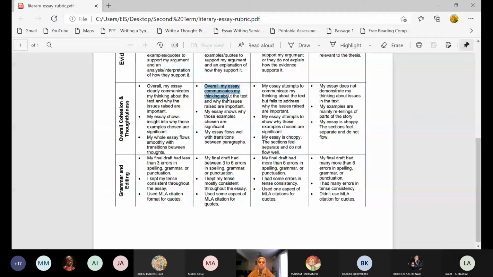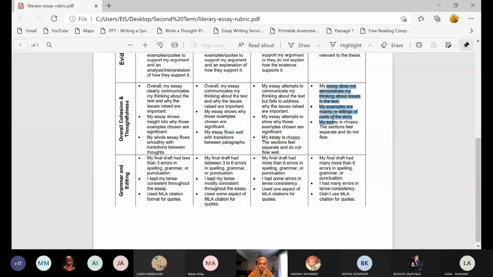Here, if your essay is choppy, full of unnecessary sentences, each section is separated from the other section, you don't get the whole idea. I'm trying to communicate my thinking about the text, but I fail to address it. So here you get a good mark. Here you don't get the mark if it doesn't demonstrate their thinking, the examples are not enough, and this. Of course, grammar and editing.